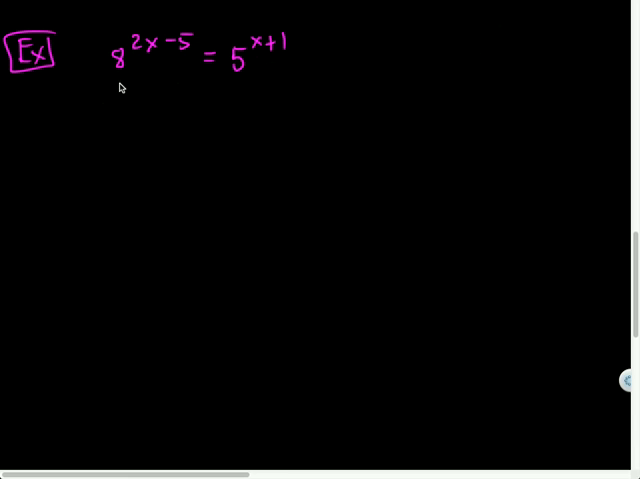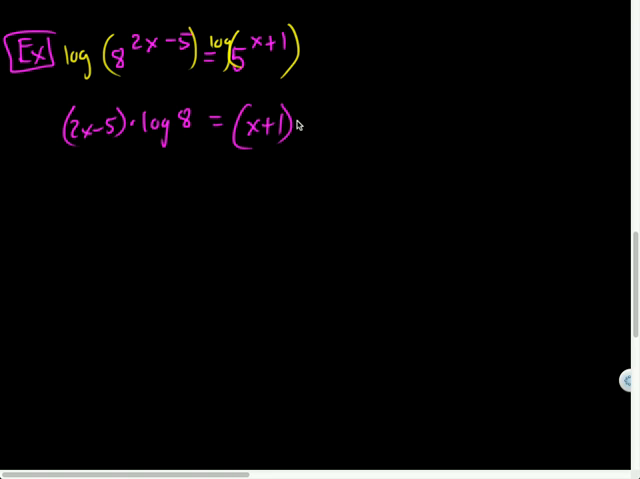So I can't write both 8 and 5 in terms of the same base, so what do? Log both sides. Right? Solving for x's within exponents, you want to take the log of both sides. And then I'll be able to take the 2x minus 5 and move it out front. So 2x minus 5 times log of 8 equals x plus 1 times log of 5.